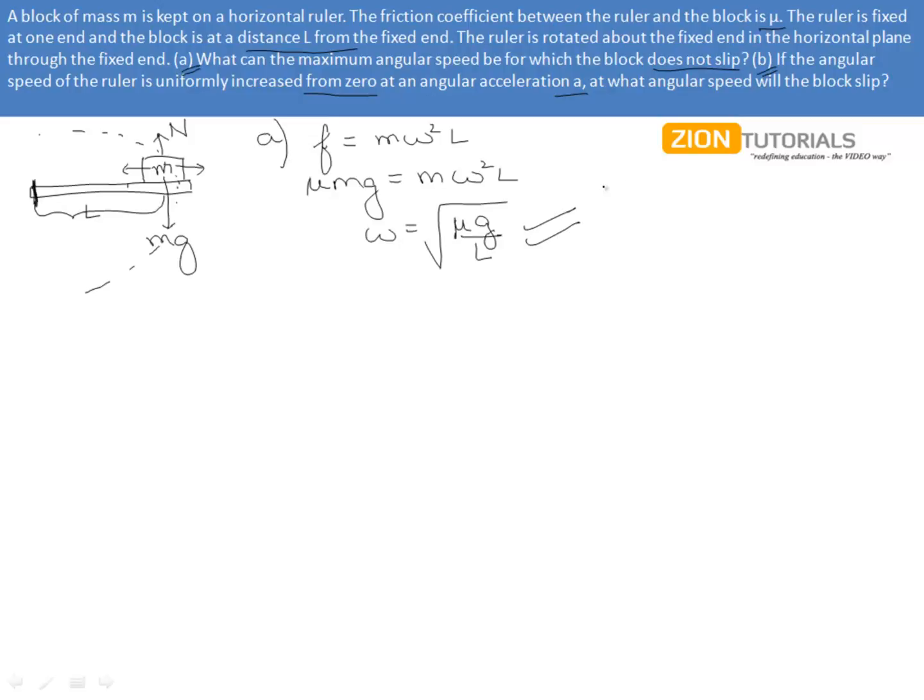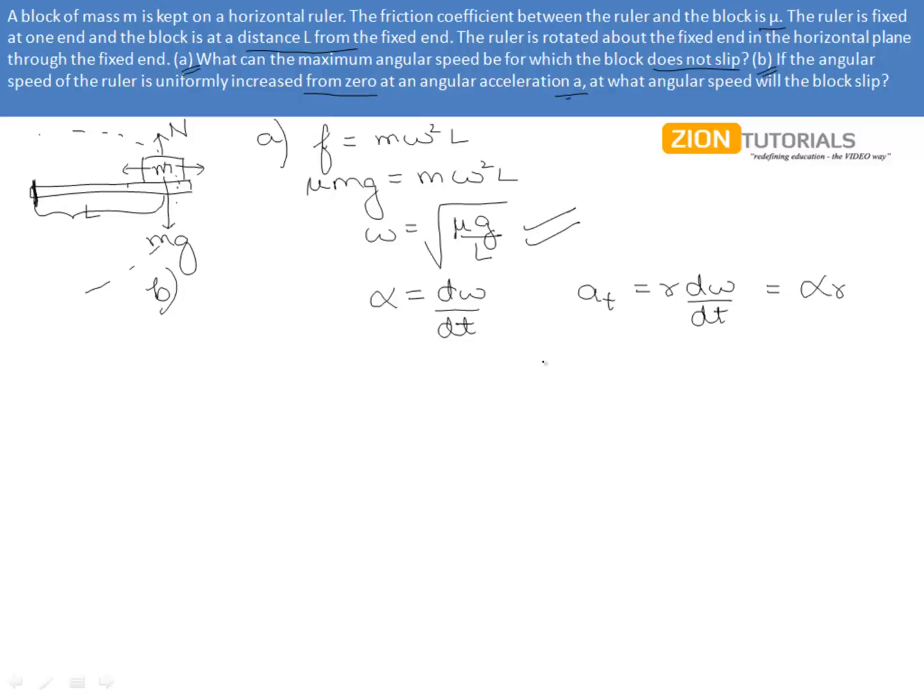Now moving on to the second part of this question, that is part B, in which we need to find out the angular speed when the angular speed is increased from 0 at alpha. At what angular speed will the block slip? Now, when the ruler makes an accelerated motion, we can say that alpha equals d omega over dt. Also, we can say that tangential acceleration is r d omega by dt, giving us alpha r. So we have tangential acceleration equals alpha r.